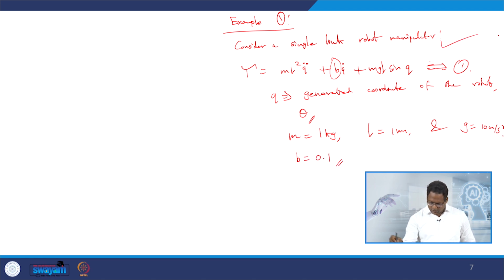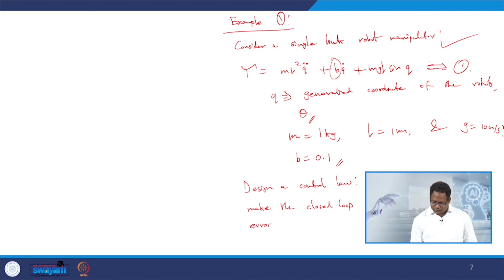So, for this system the question is, design a control law that would make the closed loop error dynamics linear and stable. Design a control law that will make the closed loop error dynamics linear and stable. Let us see that now.